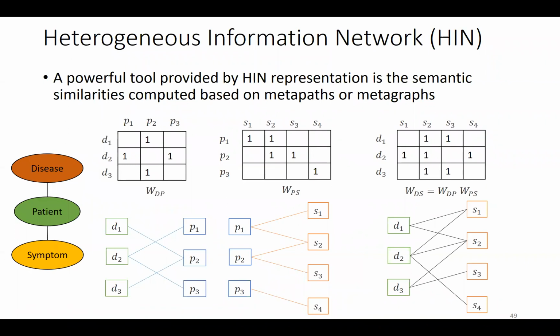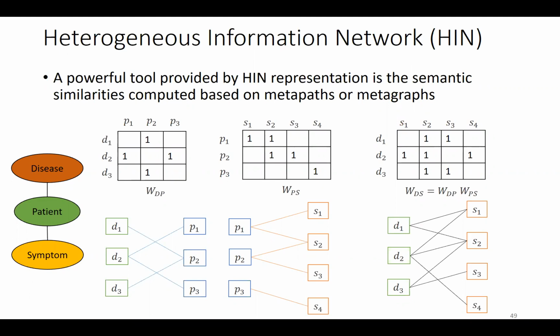Here I show a metapath that is semantically meaningful to compute the similarity between disease and symptom. The similarity is bridged by patient. So all similarities can be simply computed by matrix multiplication. We have a disease-patient matrix, and we have a patient-symptom matrix. And then the disease-symptom matrix can be simply done by the multiplication of the two matrices.